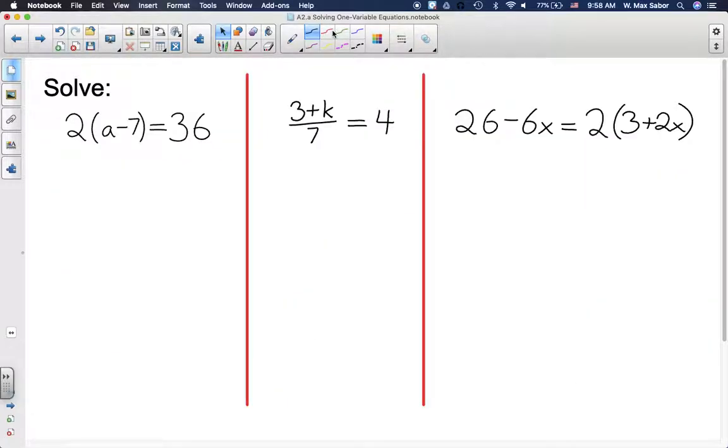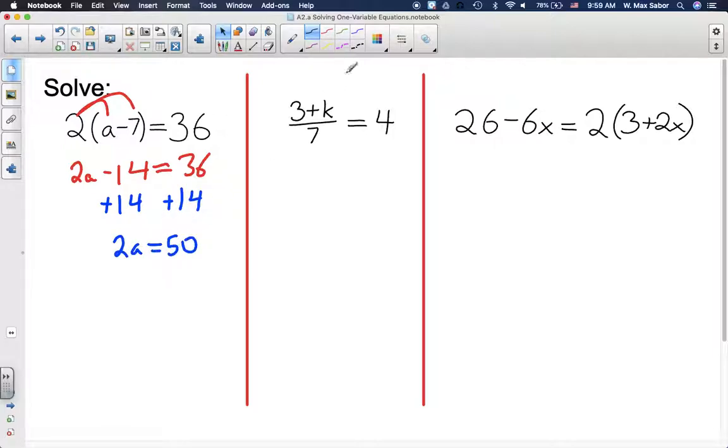Okay, now some more challenging examples. Here, I'm going to distribute to simplify the left side first. Now, this looks like the previous problem, where we can get rid of the 14. This is subtraction of 14, so we can do the opposite, adding 14 to both sides. 2a equals 50. Now, dividing by 2 will give us a equals 25.